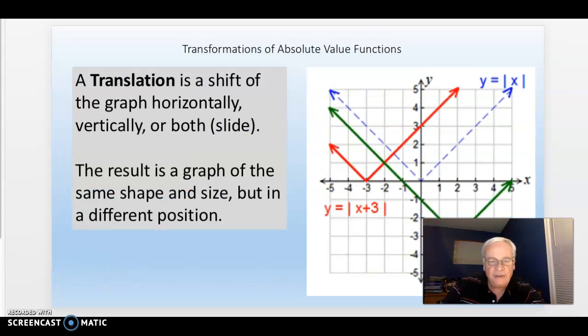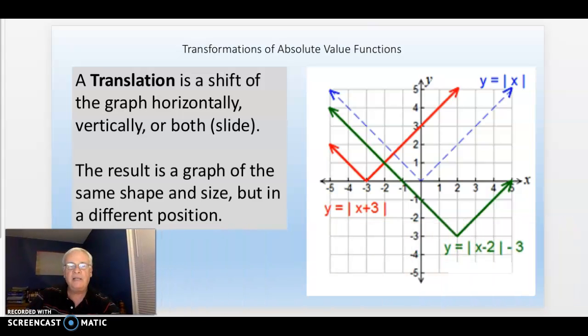A translation is a shift of the graph horizontally, vertically, or both. Sometimes we call it a slide. Again, this blue dotted line is the parent function, and we could slide it around. It doesn't have to stay always where the vertex is at the origin. We can move the vertex around. You see how it keeps the same shape? We're just moving it. We're sliding it somewhere else.